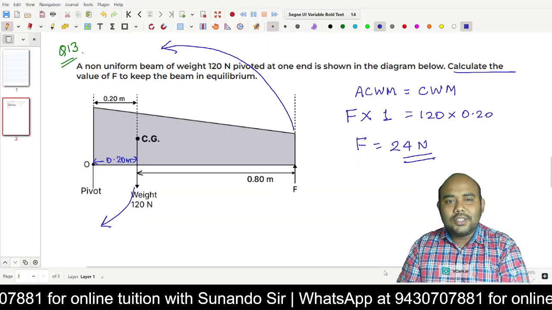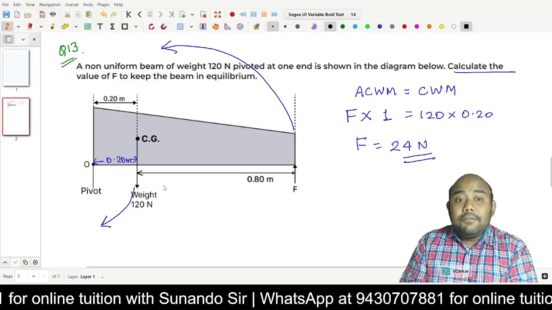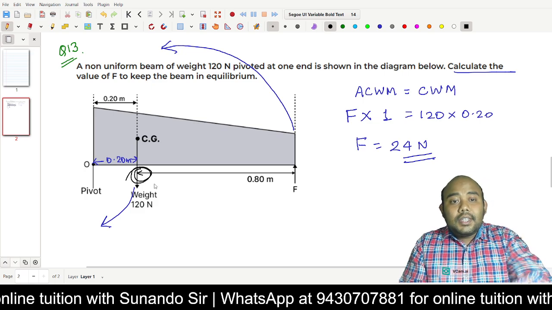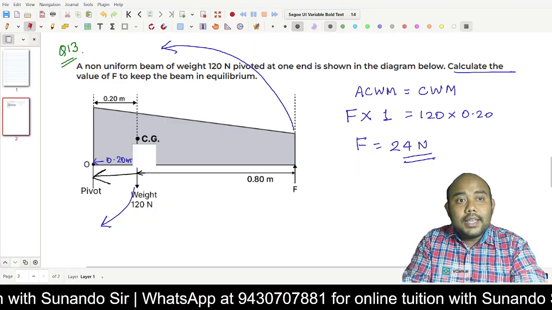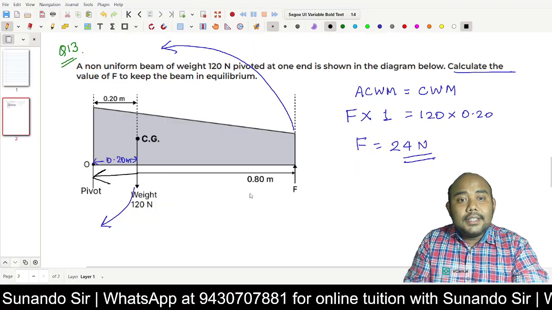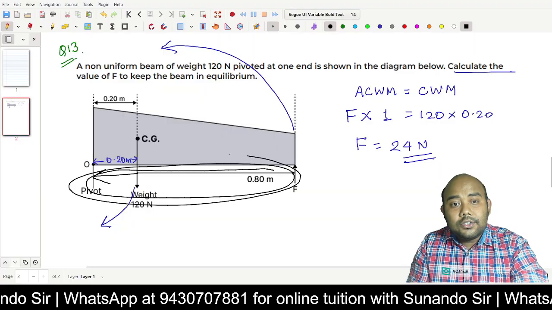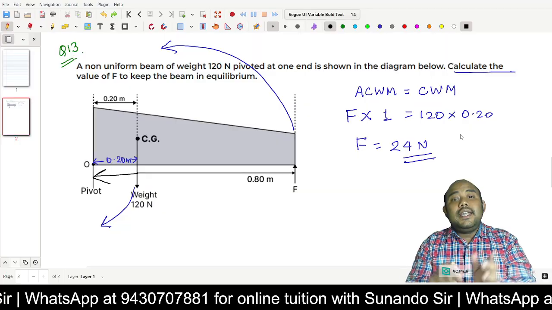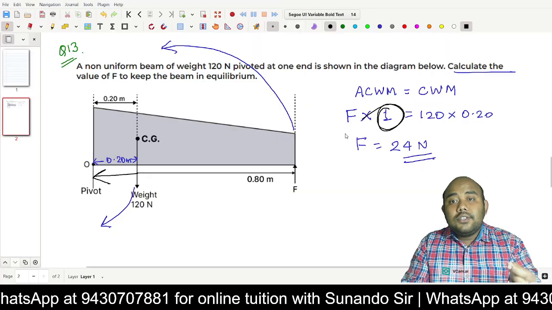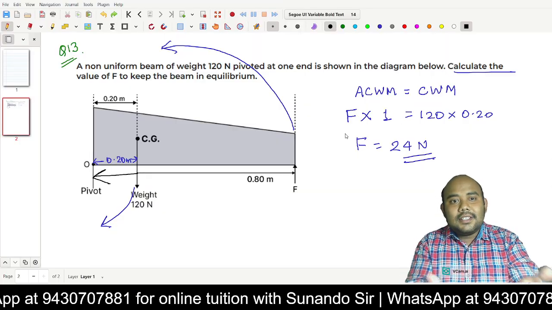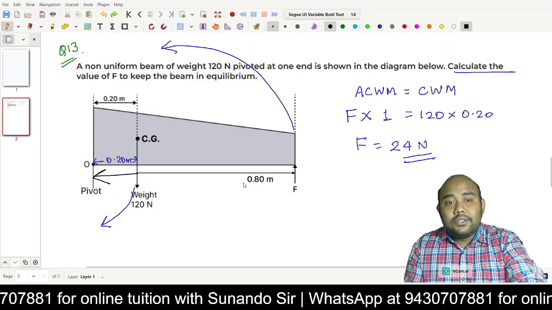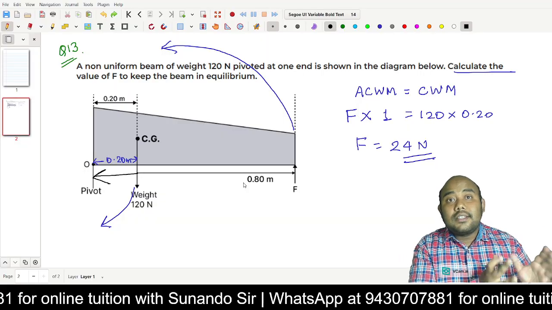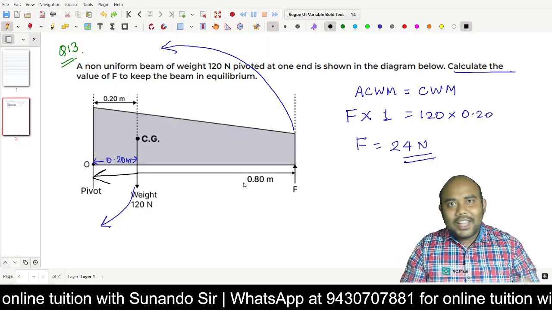A wonderful question, right? Now you need to be careful: if this distance is extended to the pivot, in some books they have shown the entire distance as 0.80. In that case you will take 0.80 instead of 1. But in my case this distance was only till the center of gravity, 0.80, so I added 0.20 extra to get 1 meter. Okay, I hope there is no question.